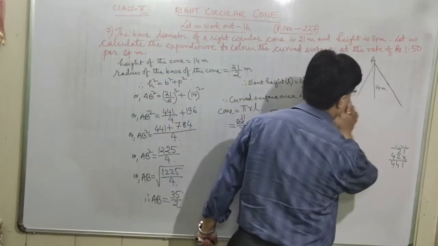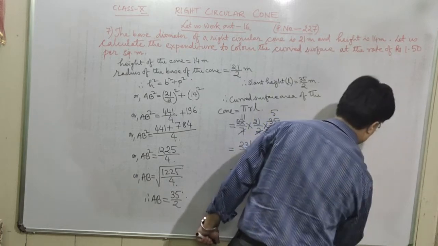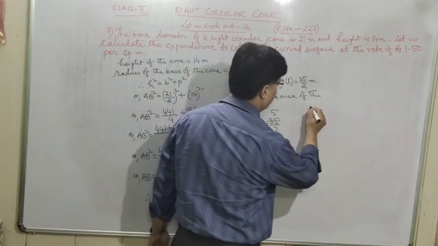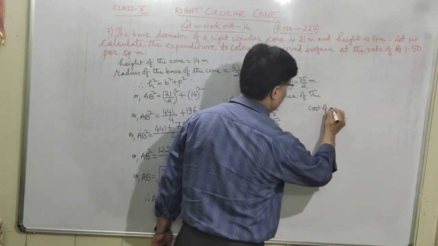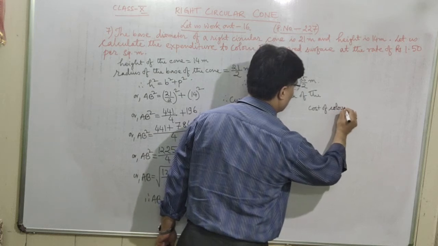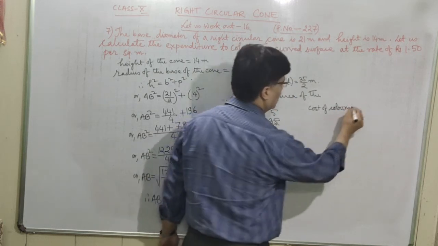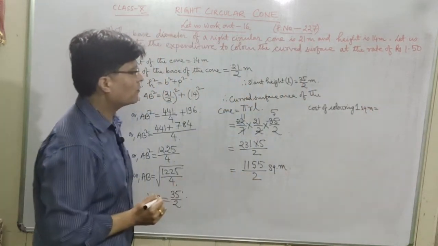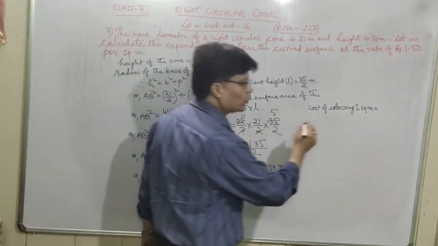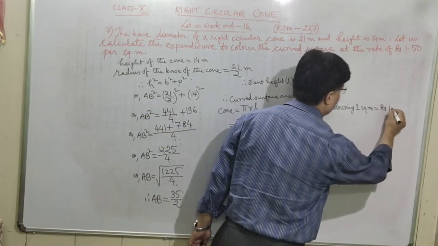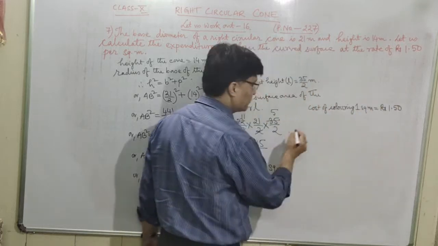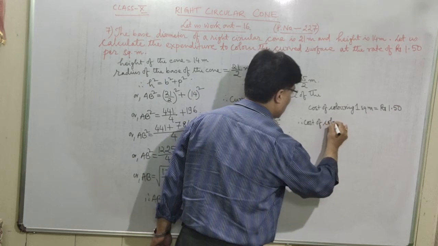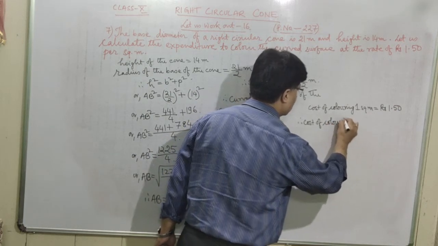So let us write down here. So now cost of coloring 1 square meter. Cost of coloring 1 square meter is equal to rupees 1.50. Rupees 1.50. So therefore cost of coloring how many square meter?